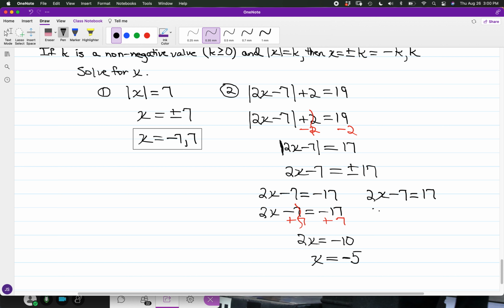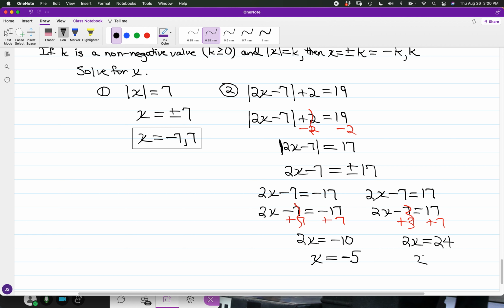Now if I have that 2x minus 7 is equal to positive 17, I'm still going to isolate the 2x by adding 7 to both sides, and so 2x is equal to 17 plus 7, which is 24, and x would be 24 divided by 2, so x is equal to 12. And so we're going to have two values that fit for x in this equation: negative 5 and positive 12.